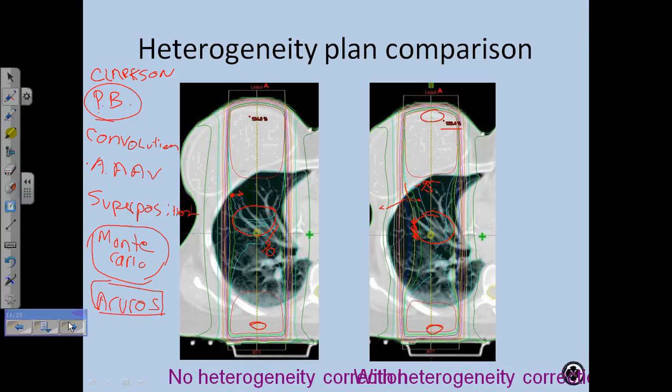Okay, so this is a Varian product right here. Monte Carlo is pretty generic. Different planning companies offer Monte Carlo. Superposition is also pretty generic. AAA is a Varian product.